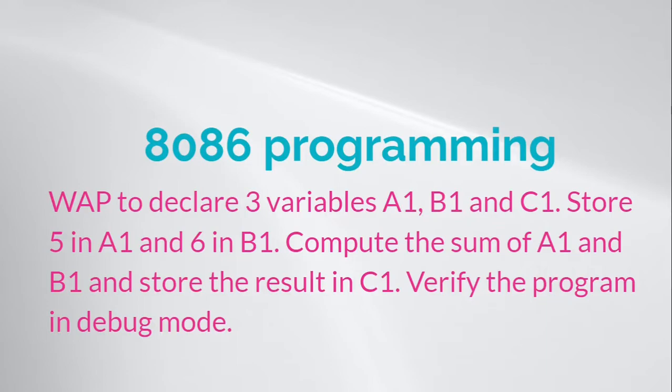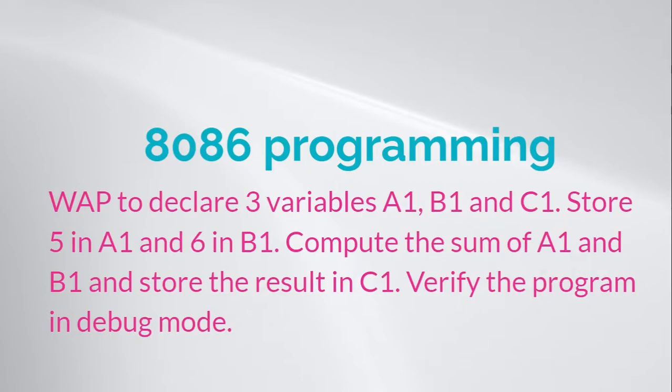Now in this video we are going to make use of those concepts, and we're going to write a simple program. In this program, we'll declare three variables, a1, b1, and c1, and then store some immediate data in a1 and b1, say for example 5 and 6. After that, using 8086 instructions, we'll compute the sum of a1 and b1, and then store the result back in the variable c1. And after that, we'll be verifying the program in debug mode.